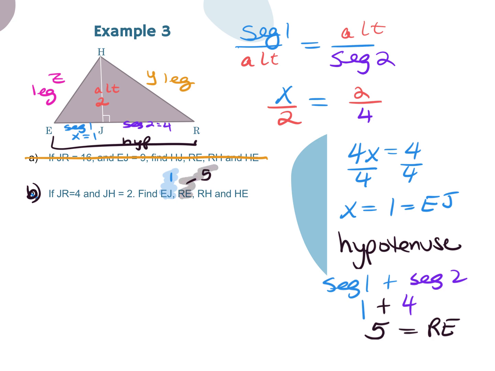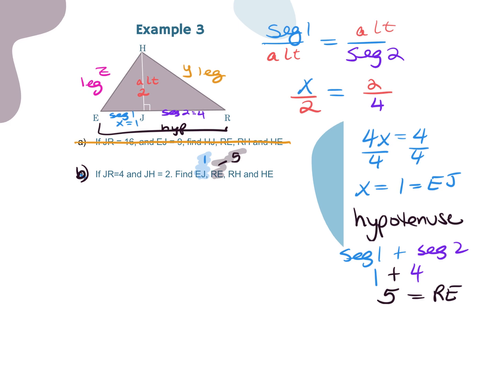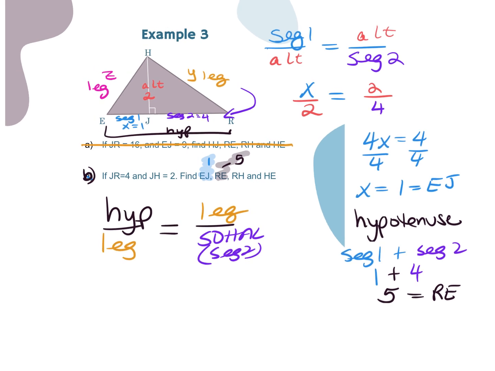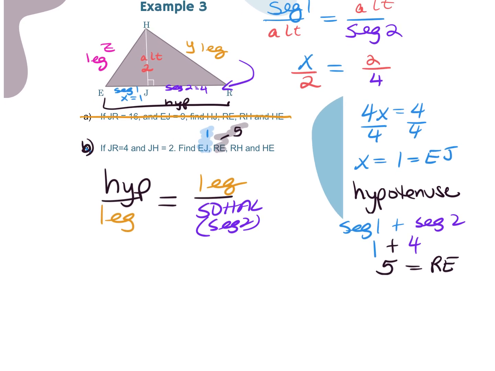Now we got to work on the 2 legs. So we're going to go ahead and we're going to be using the geometric mean leg theorem. So remember, that's going to be hypotenuse over leg equals leg over its SOHAL. And I'm going to go ahead and do the RH first, which is the gold leg. Its SOHAL is the purple. So it's going to be the segment 2. So let's fill it in. I just found the hypotenuse. It was 5. I don't know the leg. That's my variable y. And my SOHAL is 4.